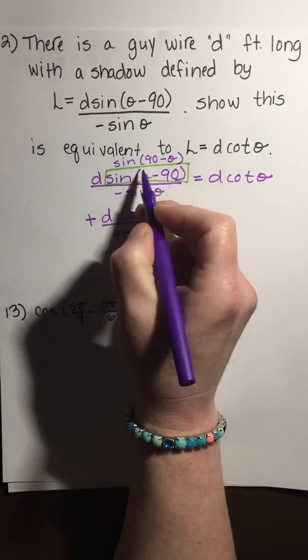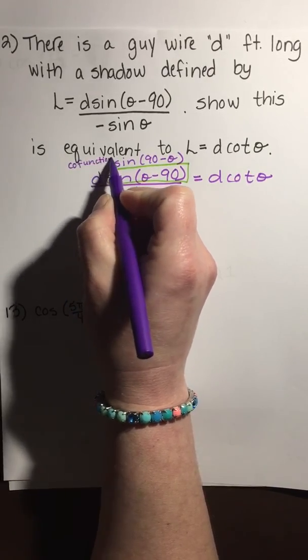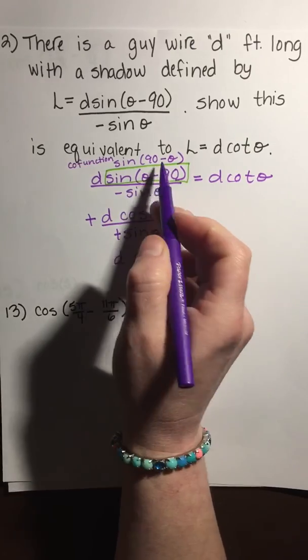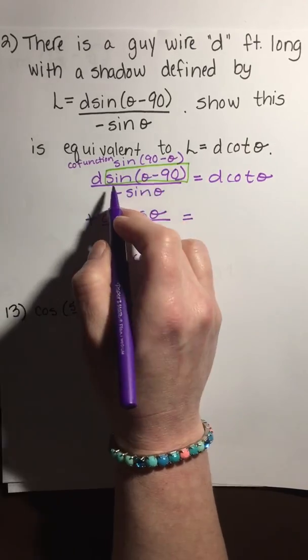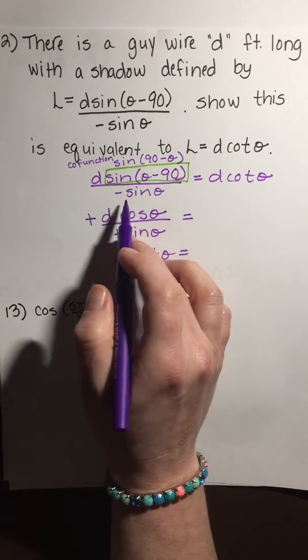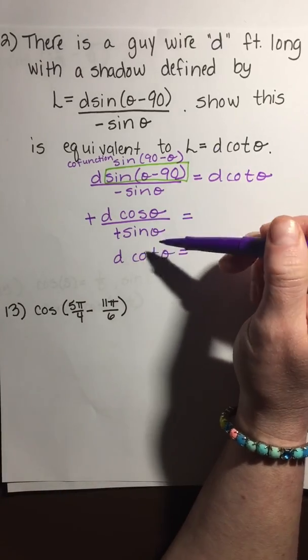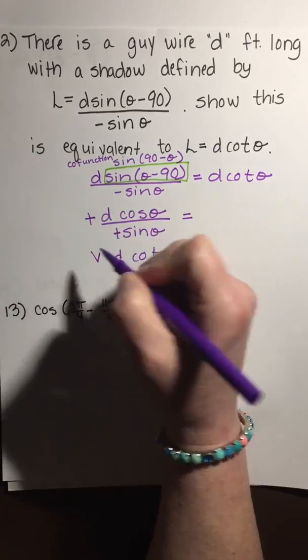So we use the formula for the cofunction, except it was switched around, so we pulled the negative out. Remember, sine is an odd function, so we pulled the negative out front. We had a negative on top and a negative on bottom. They canceled each other out. And then cosine over sine is cotangent. And we're done.